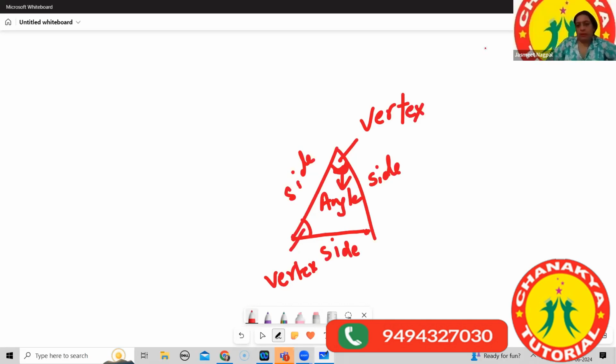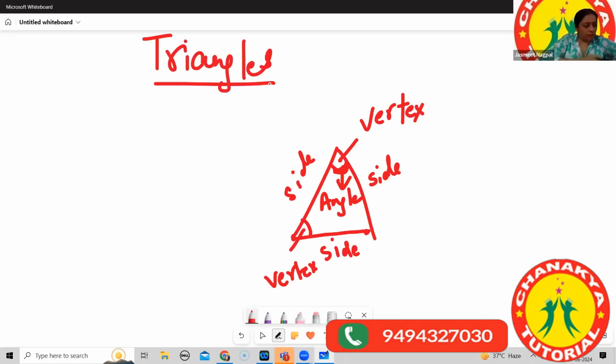So we will learn some properties in triangles. What are the properties of a triangle? There are three types by sides: scalene, isosceles, equilateral. And by the measures of the angle: acute angle, right angle, obtuse angle. Less than 90 degrees is acute, 90 degrees is right, more than 90 degrees is obtuse.